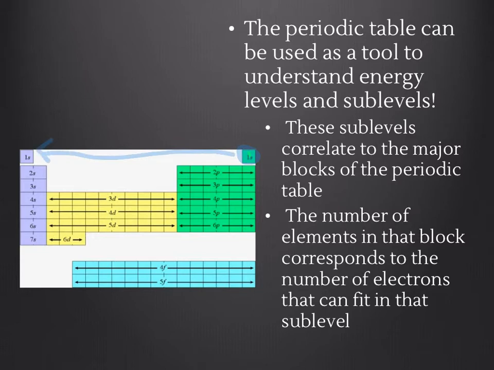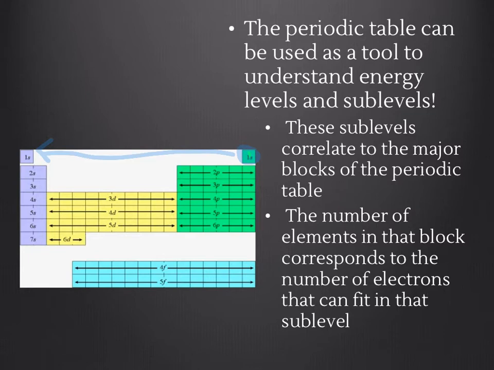Then we have our D block, which is in the middle, our P block on the far right, and our F block down at the bottom. So we can use the periodic table to figure out what orbital the electrons are in. We can use the periodic table to figure out what energy level they're in. Then we can also use the periodic table to figure out how many electrons are inside each orbital or inside each sublevel. The number of elements in that block, S, P, D, or F, corresponds to the number of electrons that can fit into that sublevel.